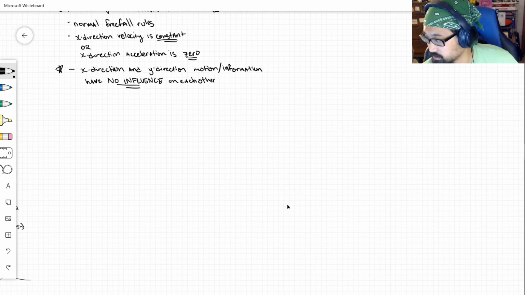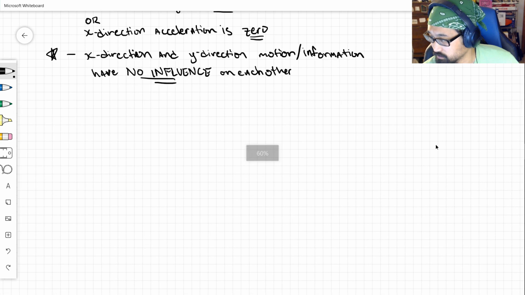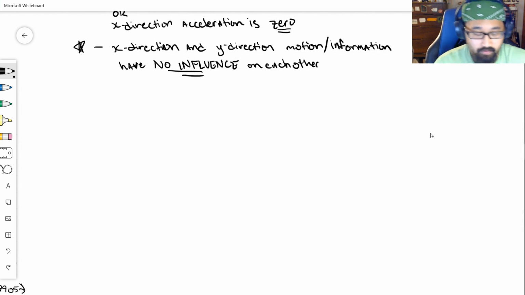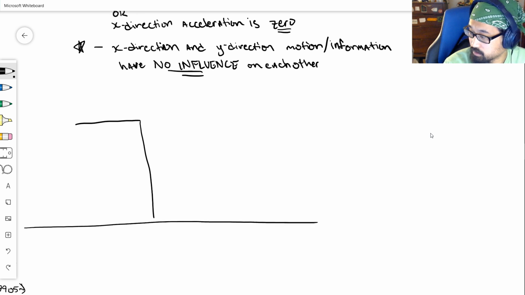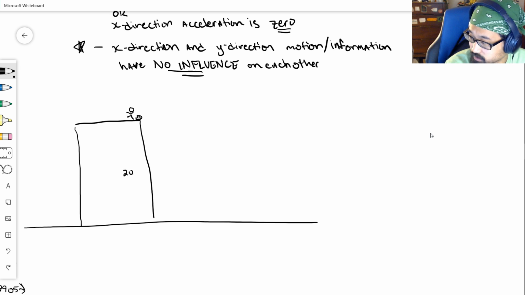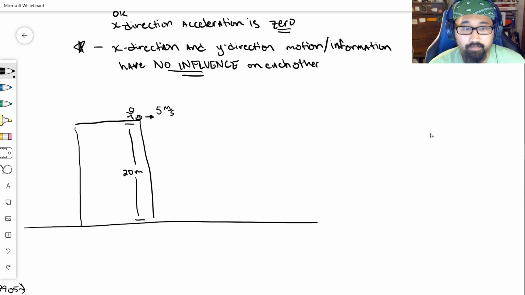Alright, so we are on top of a 20-meter tall building, and we are kicking this ball at 5 meters per second.